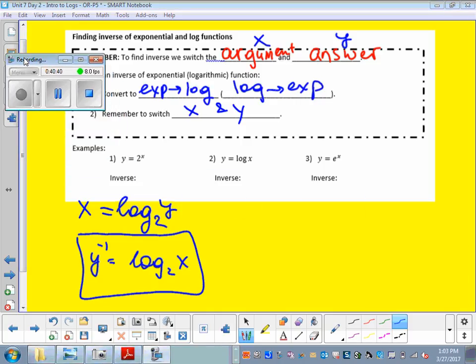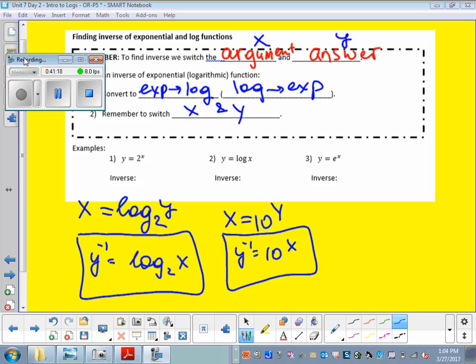So my original function is the log function. So the inverse would be what function? Exponential with what base? 10. Right? Because I don't have the base here, but it's spelled log. I know that this is common log, the base is 10. So I need to switch x and y places, arguments and answers. So 10 to the power of y should give me x. And now I don't forget to switch x and y places, and put the negative one on top to indicate that this is the inverse.